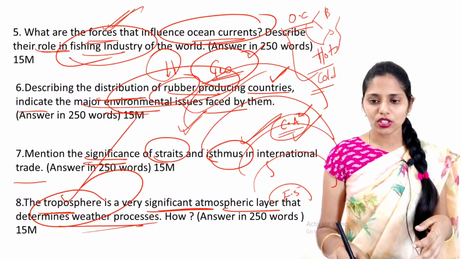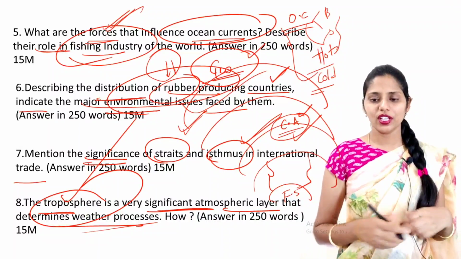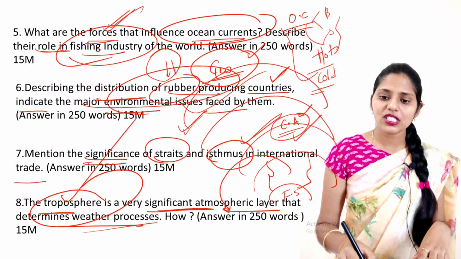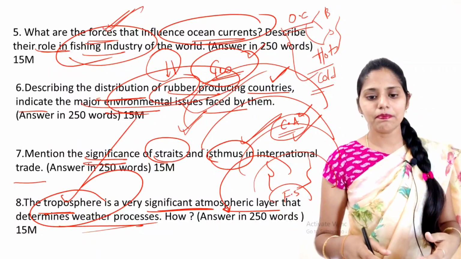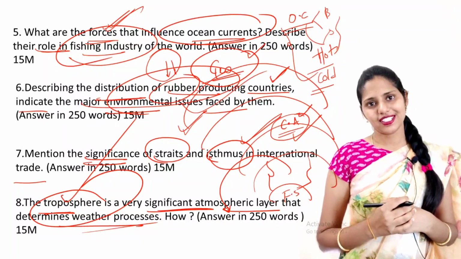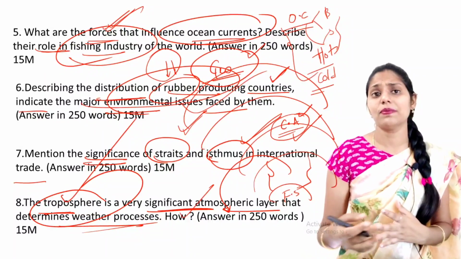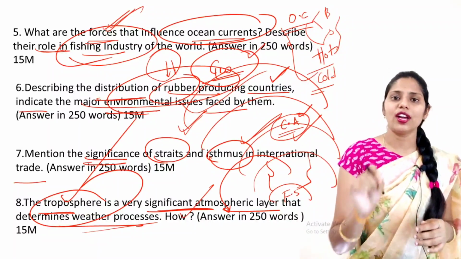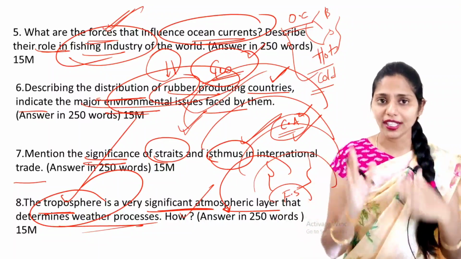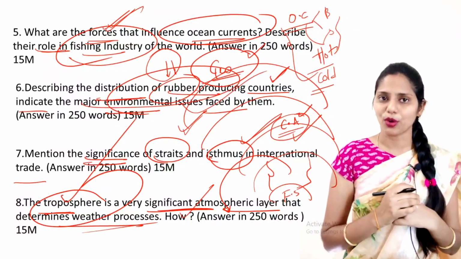And you can show what processes are happening in the troposphere, and because of those processes, we have a significant impact on our weather. Like that you can give some examples. And drawing maps is very important, and drawing diagrams is important from your geography point of view.